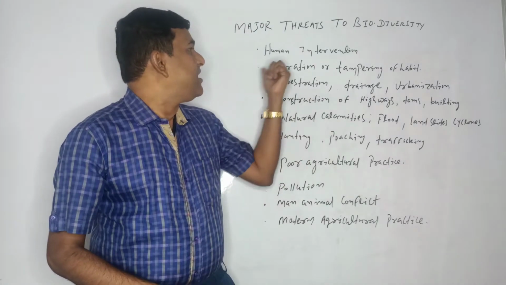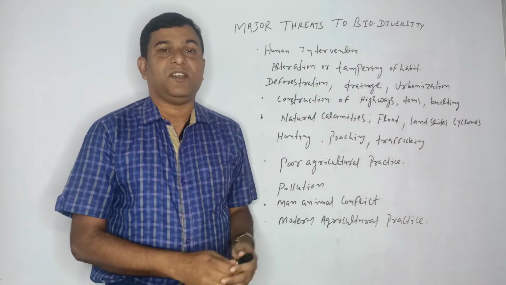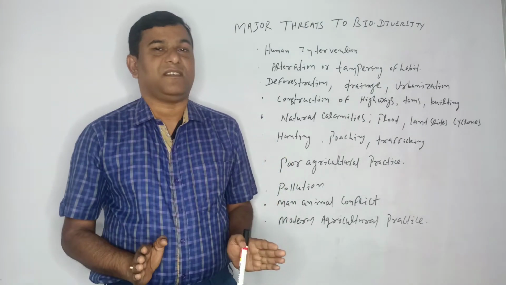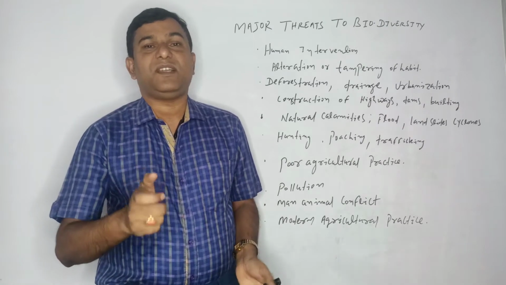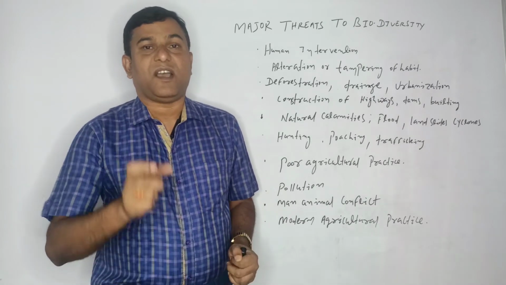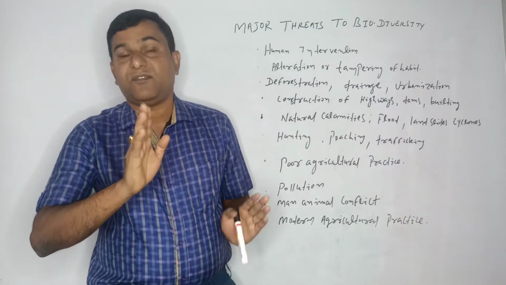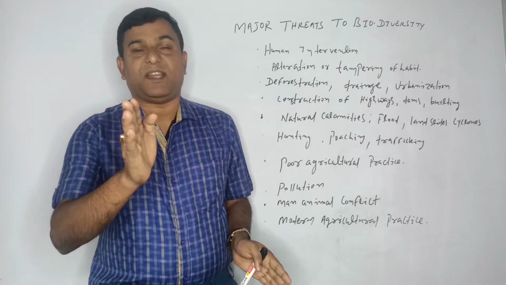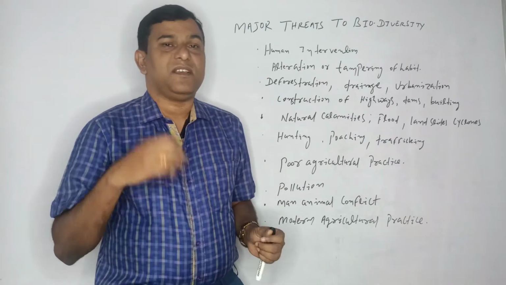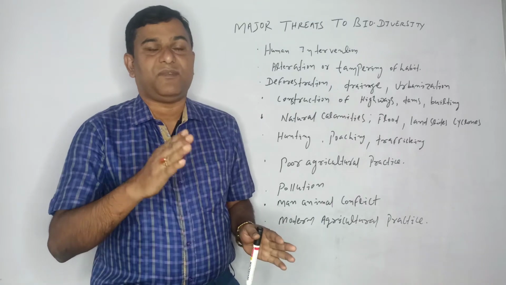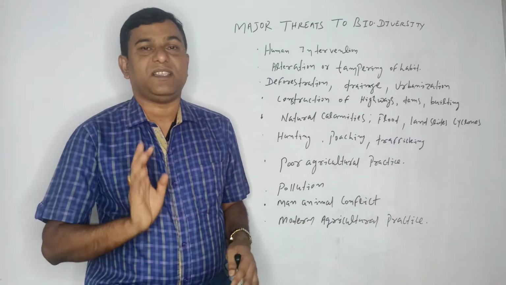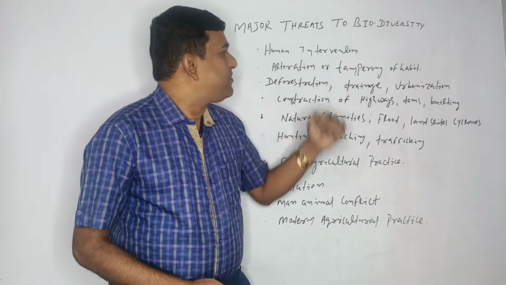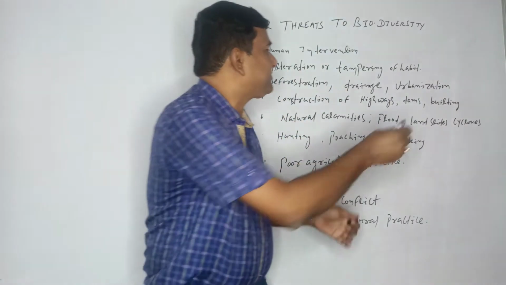The following measures: first, human intervention. That means man is the maker, man is the breaker of everything. If a human being follows the quality of how to save biodiversity, how to check the biodiversity, and how to make certain things in which way other beings, just like plants and animals, can live freely and properly, no problem will arise in their life. Then alteration or tampering of a habitat.